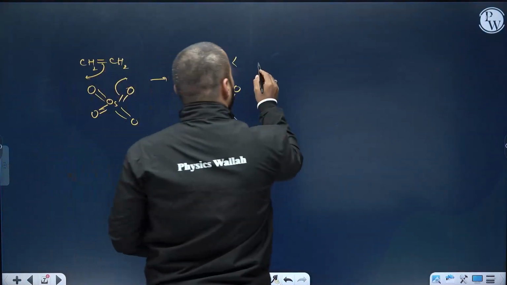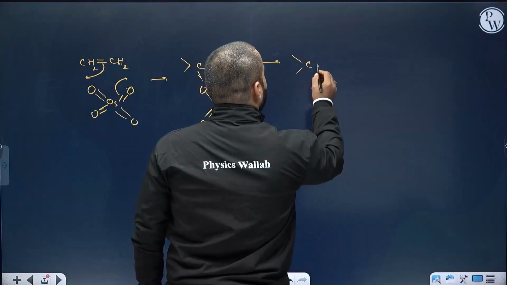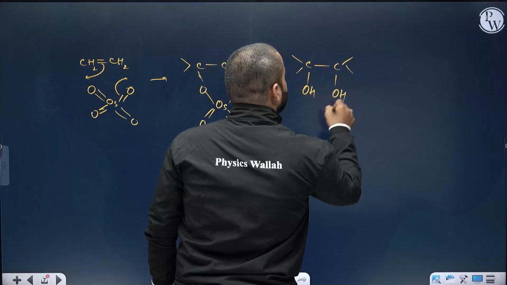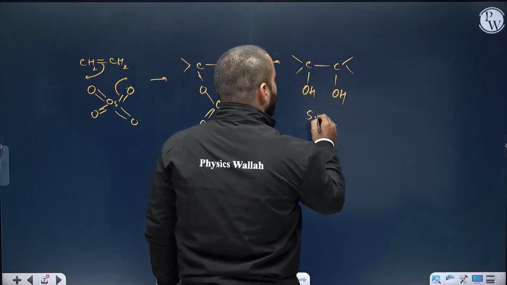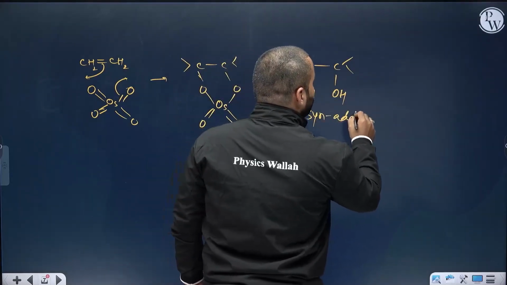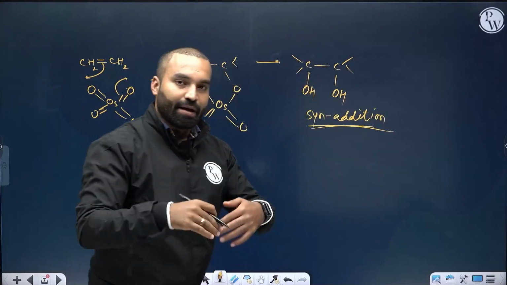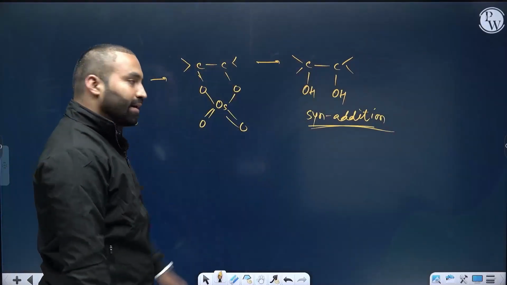So the product obtained in the presence of H2O2, having OH and OH, both of these OH will be on the same side. This is known as syn addition. Syn means the same side. Understood? Same side. Clear, everybody?